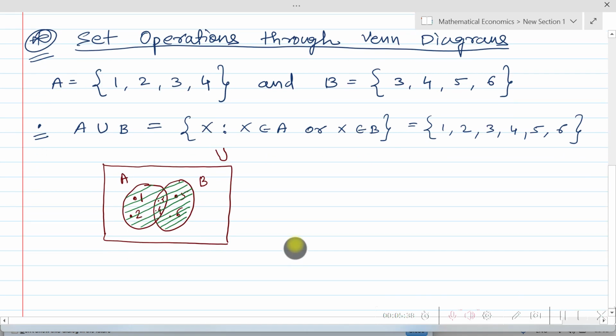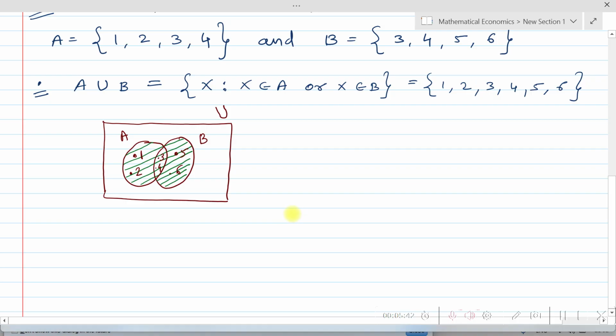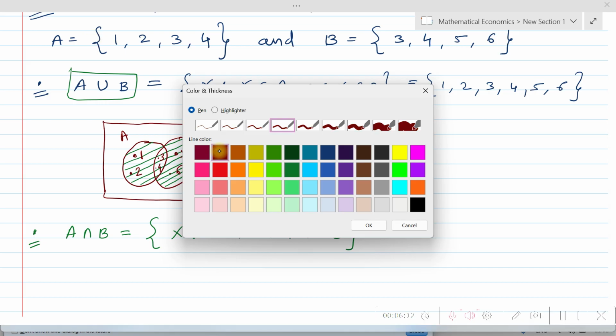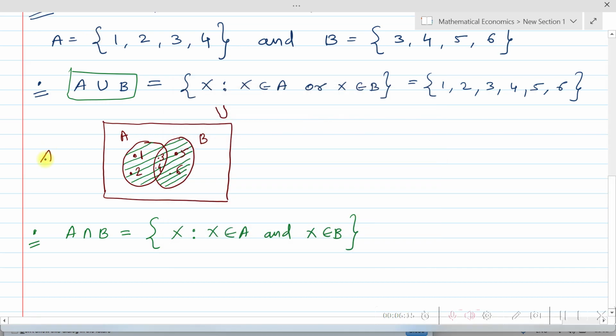Now suppose we want to draw the diagram for A intersection B. So what is A intersection B? X such that X belongs to A and X belongs to B. Right? So let's understand this. This is A union B. Now let's draw for A intersection B.